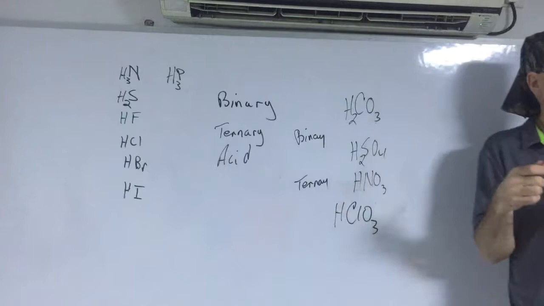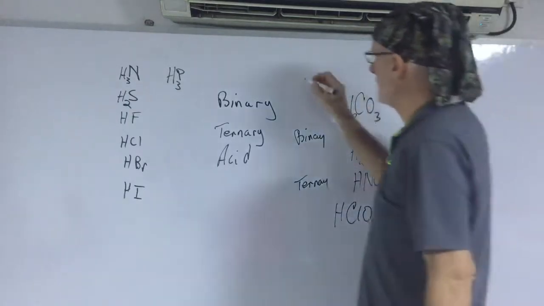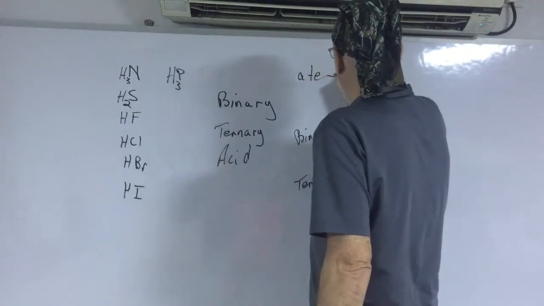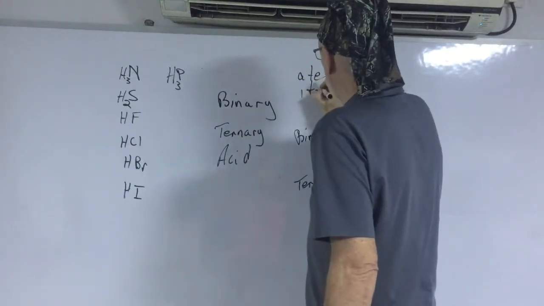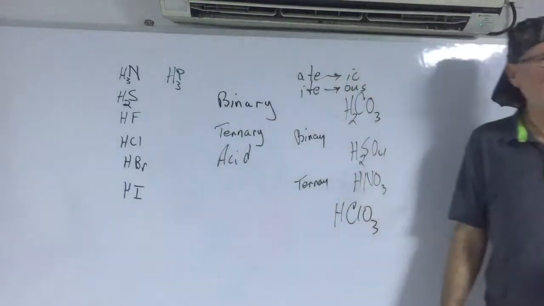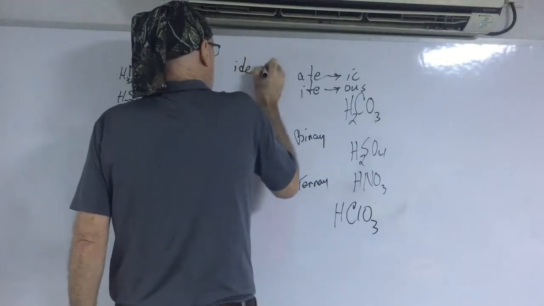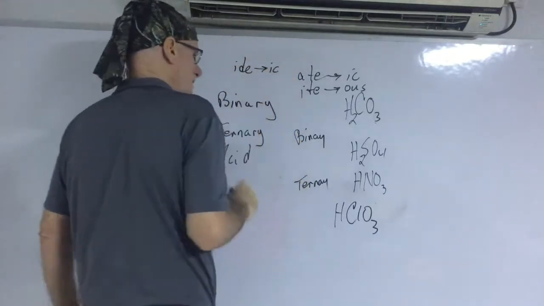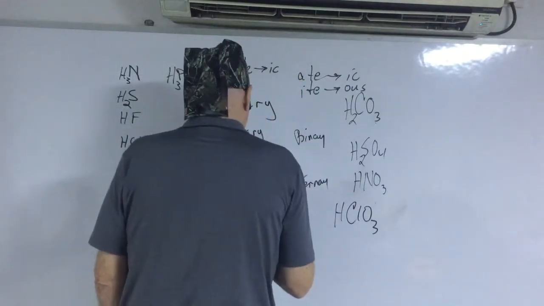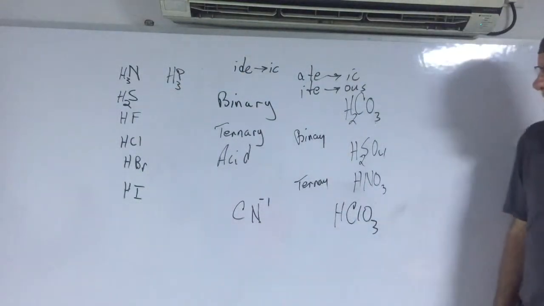You just change ate to ic, ite to ous. Ate to ic, ite to ous. And there are some exceptions. If you have ide, that's also ic. For instance, I'll give you one. This is a big one, and the movies use this one a lot.